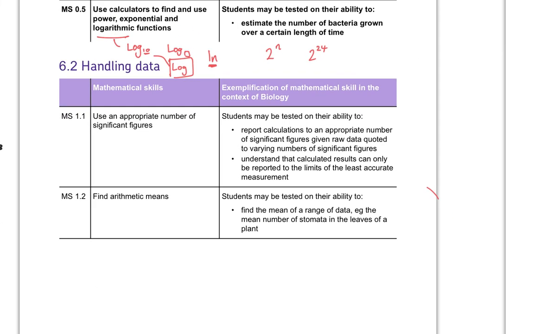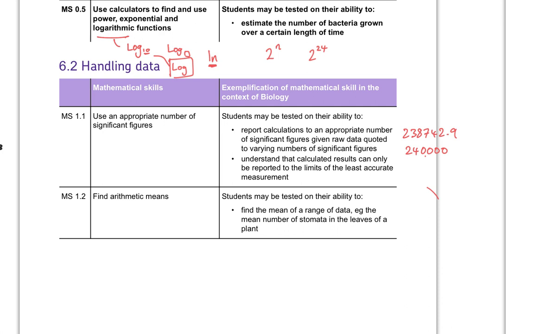Data handling. Use appropriate numbers of significant figures. So just look up the rules for significant figures. I went through it before. The common one where people tend to be good is before a decimal place. If it's 237,429 and you give the answer to two significant figures, people are generally good at putting 240,000.